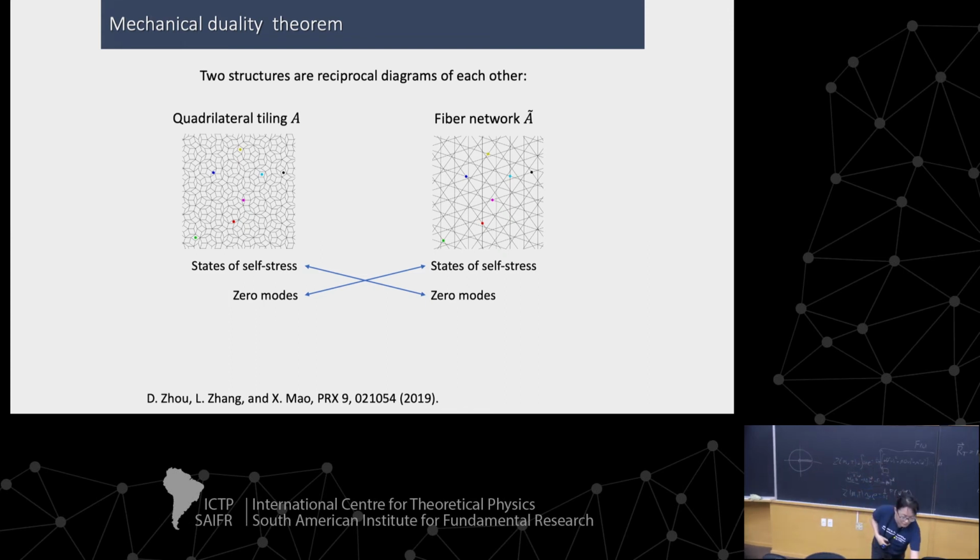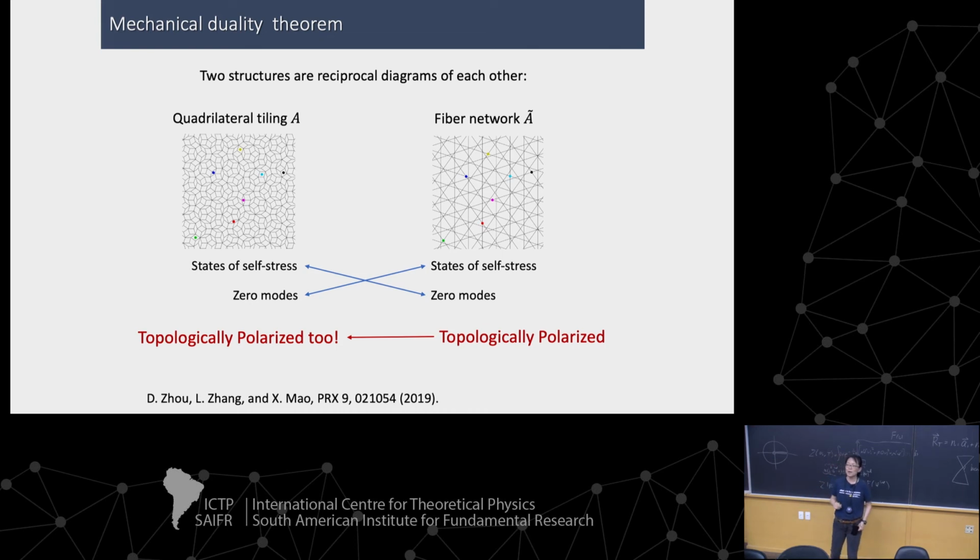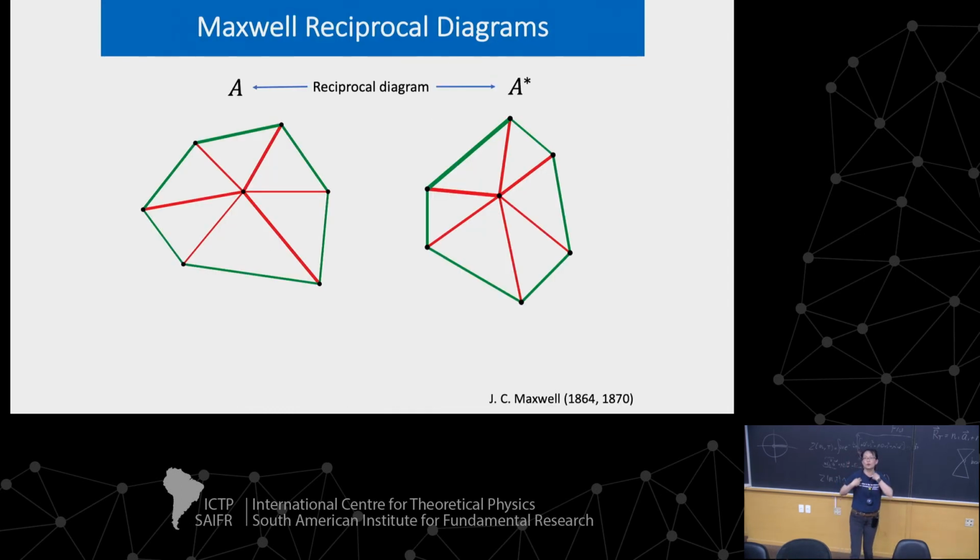So this tells us that if we know how to polarize a fiber network, which we just talked about, we can do the corresponding geometric change and also make the parallelogram tiling become topologically polarized. So here I would like to just, I think we still have a little time, explain this reciprocal diagram and this mapping, because I think it's a really interesting theorem that may also be useful for other problems in mechanical networks.